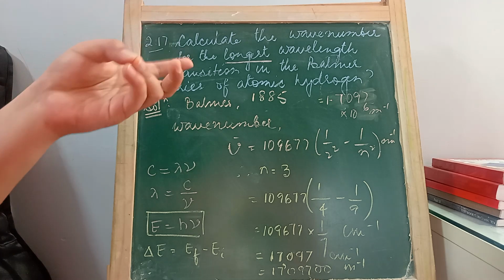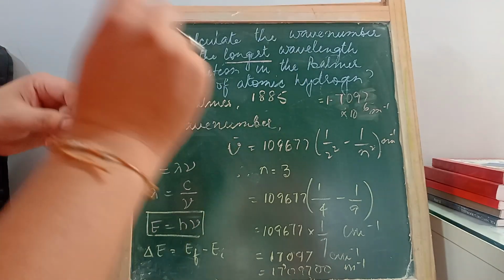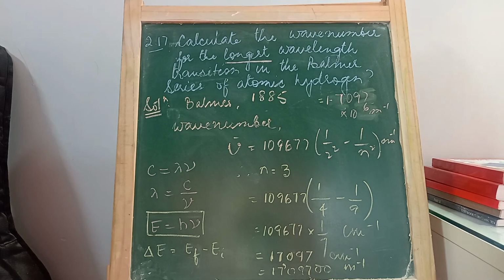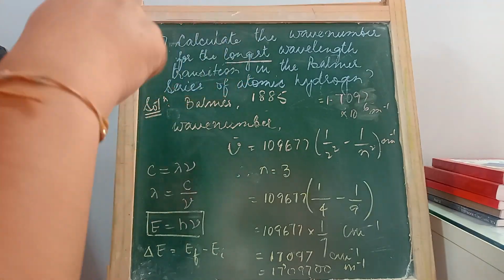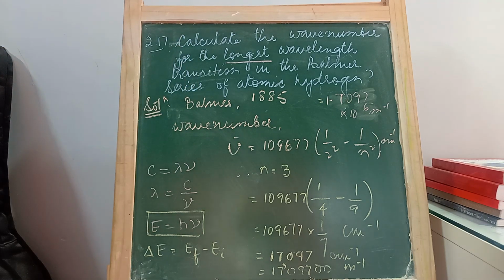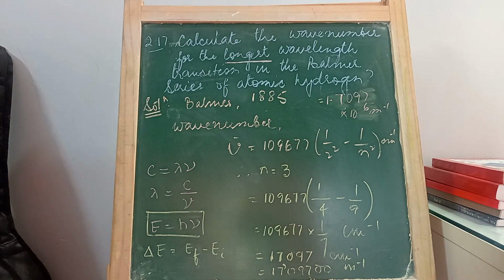Like frequency is the reciprocal of time period. Frequency is the number of waves that are passing through a point in 1 second, and the time period is how much time it takes to cover one wave. That is called time period. So frequency and time period are reciprocal. Similarly, the wavelength and wave number are reciprocal.